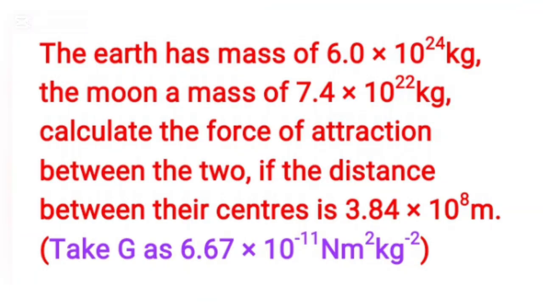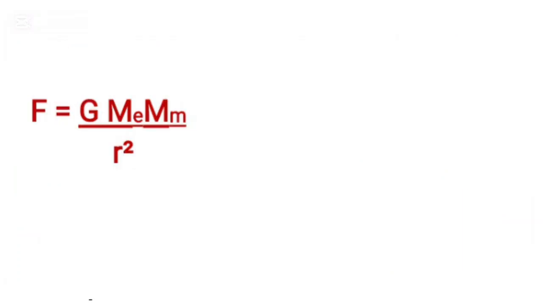Let's take an example. The Earth has a mass of 6.0 times 10 raised to power 24 kilogram. The Moon has a mass of 7.4 times 10 raised to power 22 kilogram. Calculate the force of attraction between the two if the distance between their centers is 3.84 times 10 raised to power 8 meters. Take G as 6.67 times 10 raised to power minus 11 Newton meter square per kilogram square. We'll be using our formula F is equal to G ME MM over r squared, where ME is the mass of the Earth and MM is the mass of the Moon.